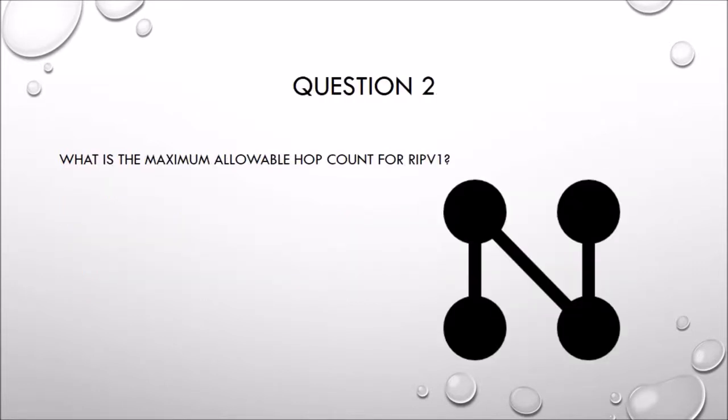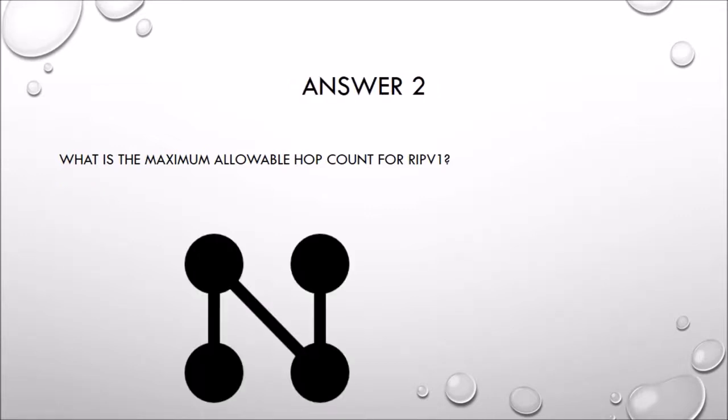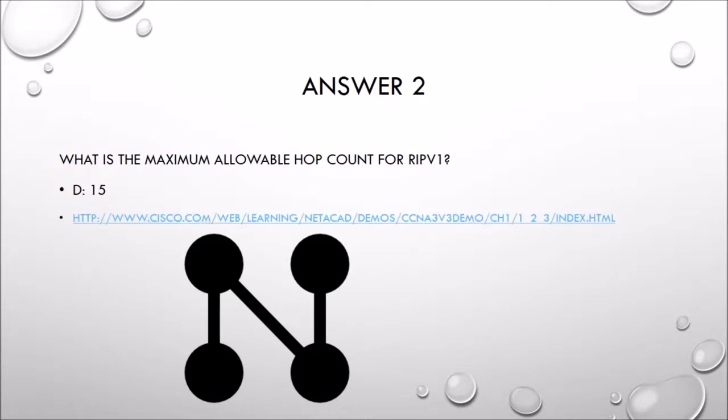Question 2 is, what is the maximum allowed hop count for RIP version 1? Is it 4, 8, 12, 15, or 16? And the answer is 15. Now I've provided a link to reference for information in regards to that.